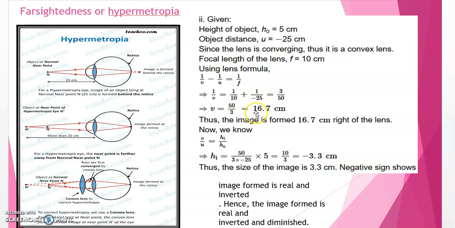So that is 16.7. So the image distance is positive. So that means the image is formed where? On the right of the lens.